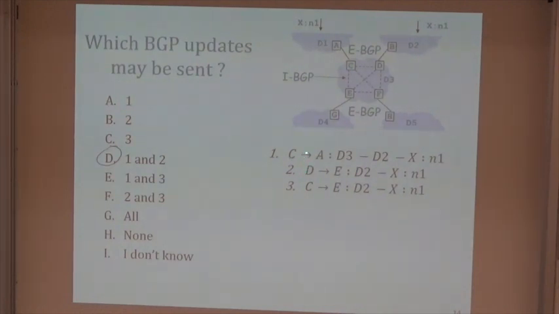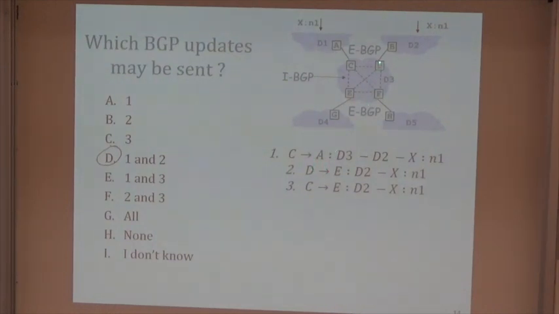So the first update is sent from C to A and is about the route D3, D2, X, and 1. That's a route that C has learned from D and it's repeating to D1. That's the normal job of BGP. Domain D3 has learned a route this way and it's passing it to D1. It's legitimate if, as we can see, the domain D3 agrees to do it. You're always free as a BGP speaker to not say something. But it's legitimate according to the rules we have seen before.